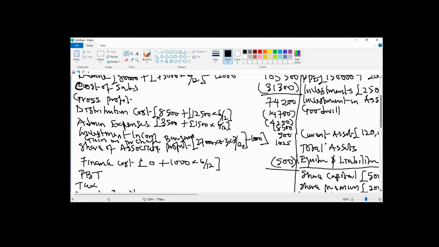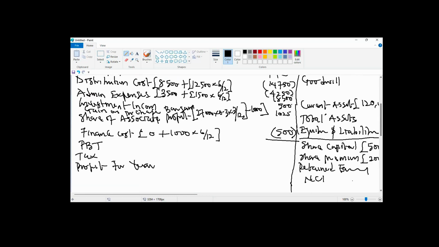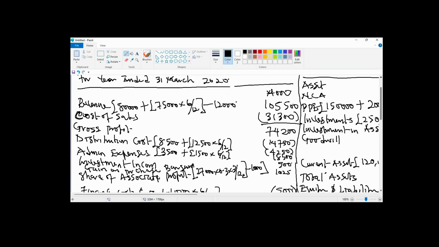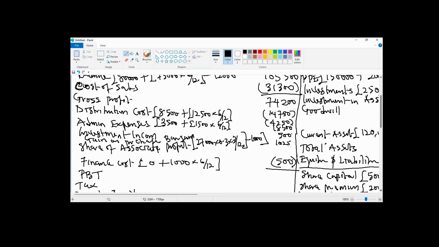What is the profit before tax? First one, 74,200 minus 14,750 minus 4,250 plus 18,500 plus 500 investment income plus 1,025 share of associate profits minus 500. 74,725.